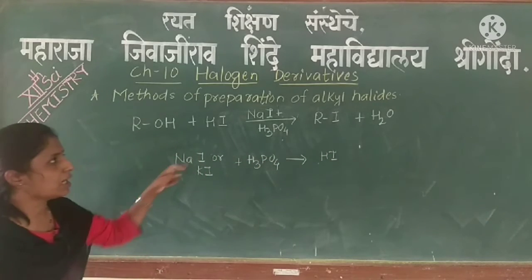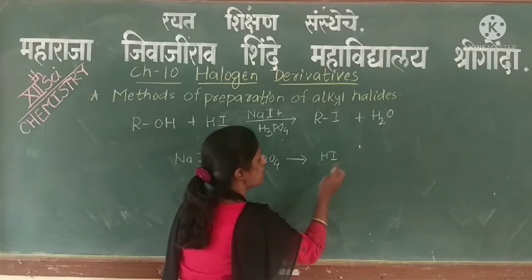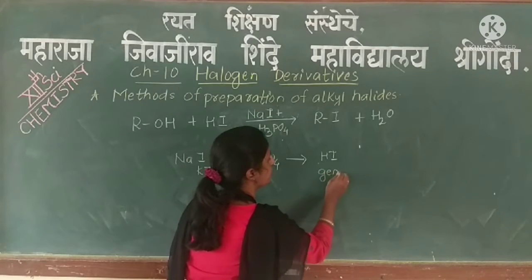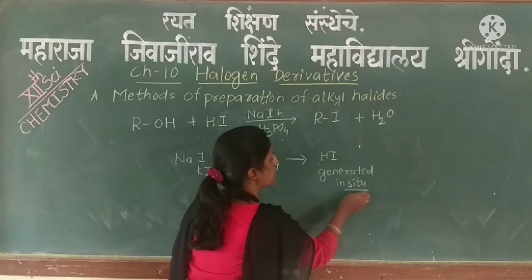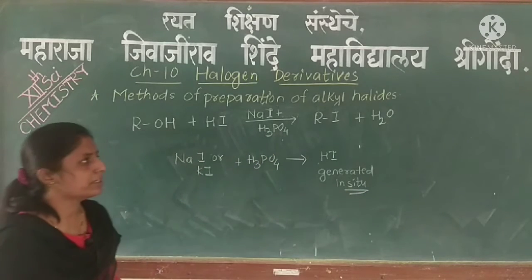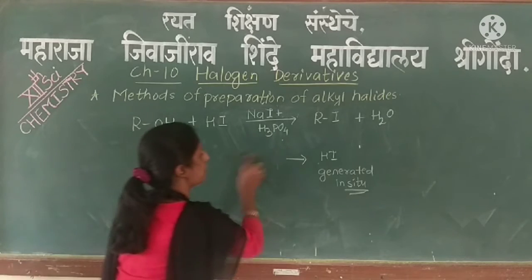Now let's see how hydrogen iodide is generated in situ. It is generated in the reaction mixture itself. Let's see how it is generated.